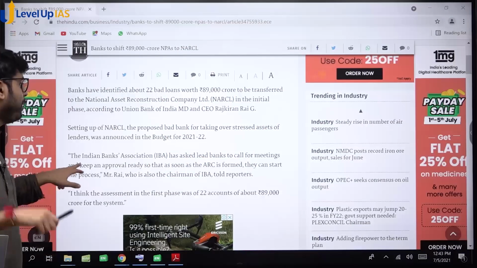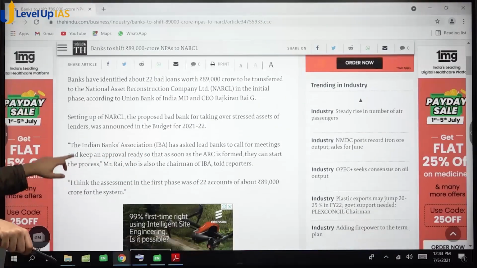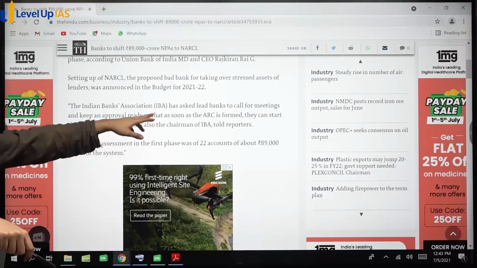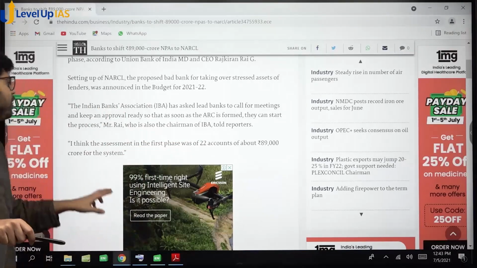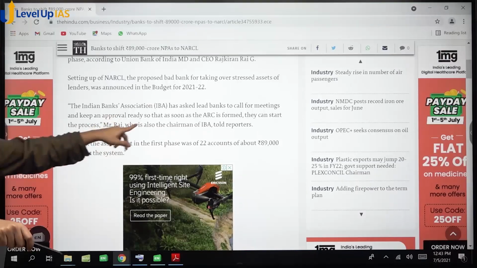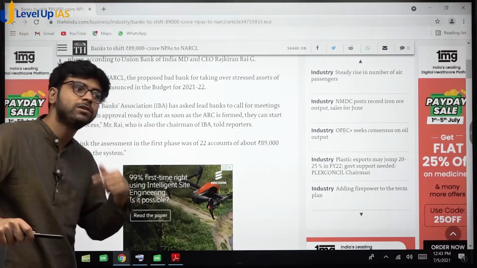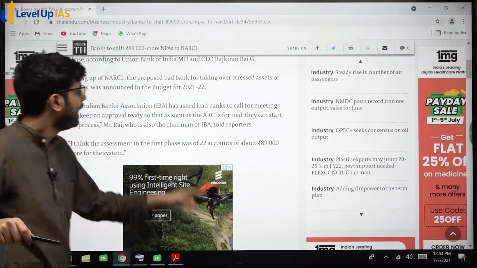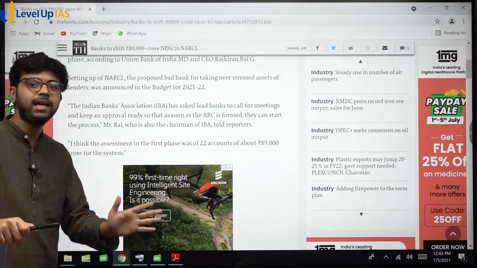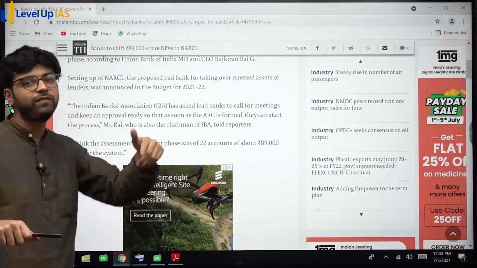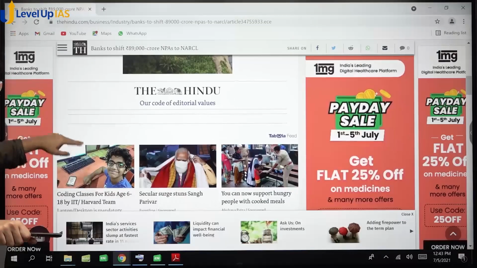See this. Remember I told you about IBA also, the Indian Banks' Association. It is an industry body. IBA has asked lead banks to call for meetings. Who are lead banks? Those who contribute to the National Asset Reconstruction Company, NARCL, to call for meetings to keep an approval ready, so that as soon as the ARC is formed, they can start. It is not formed yet, bear in mind. It is announced in the budget, it will be formed in a few months. So this article is saying to keep the assets ready. As soon as it is formed, you have to identify which ones to transfer.